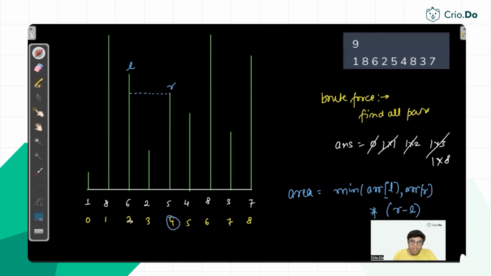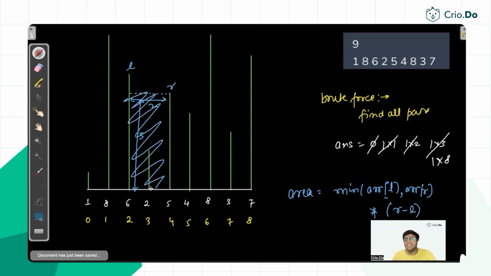That is, 5 value having fourth index, 6 value having second index. So 4 minus 2, which is 2. That is, the distance between them is 2. And what will be the height? The height will be the minimum of 6 comma 5. So minimum will be 5. So if I take the left bar as height 6 and the right bar as height 5 with distance 2, the amount of water I can store between them will be 2 into 5, which is 10.